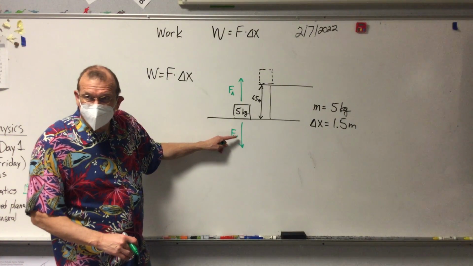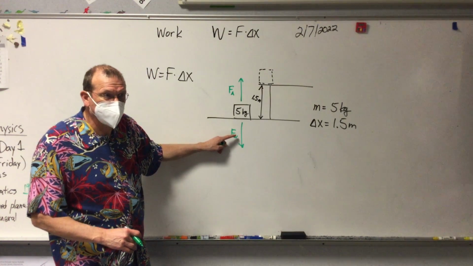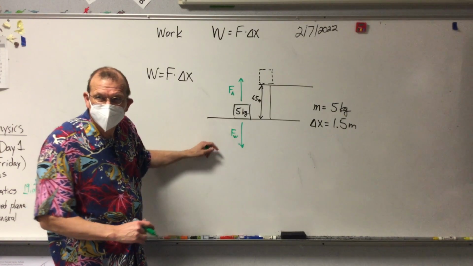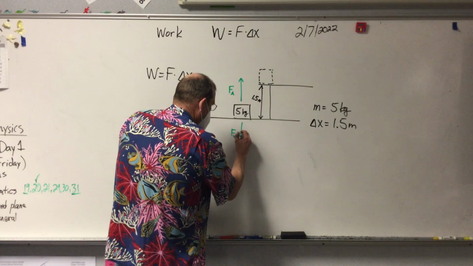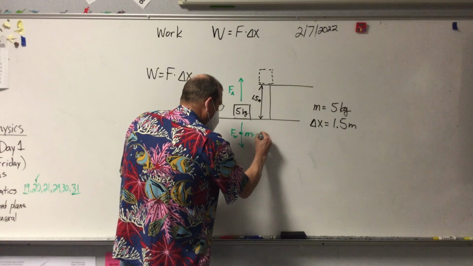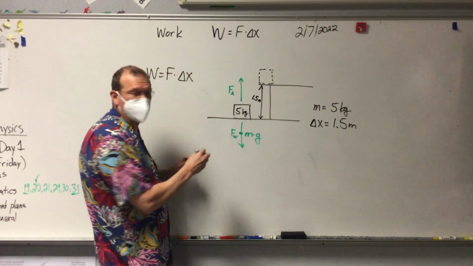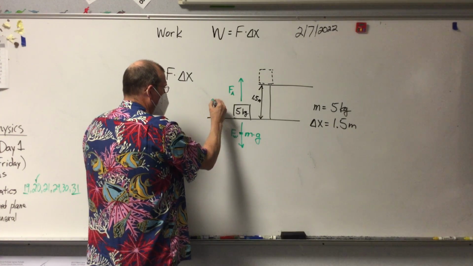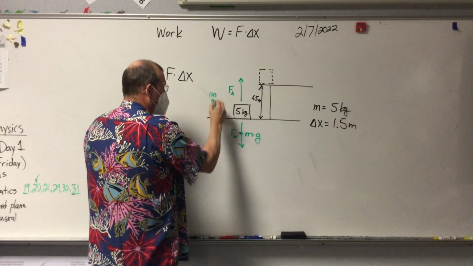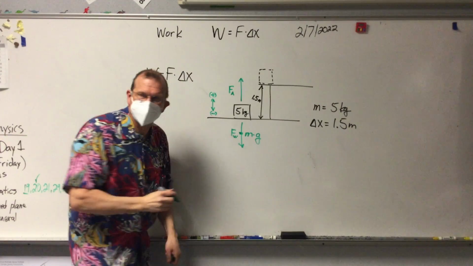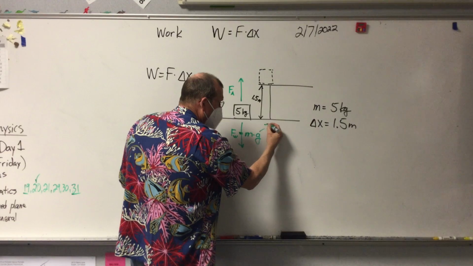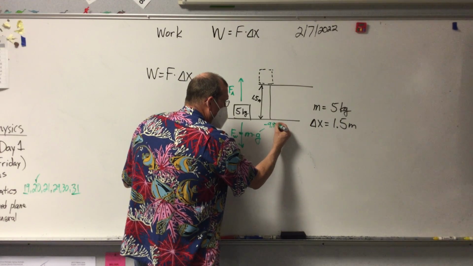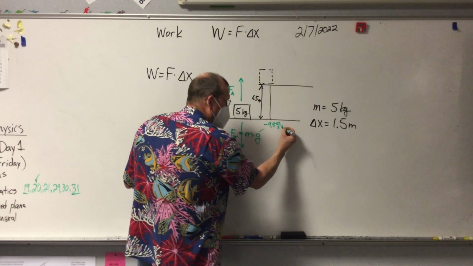Anybody remember how to calculate FW? M times G. So this equals M times G. And remember, we are very picky here when we do this, that up is a positive direction and down is a negative direction. So our G is going to be specifically negative 9.8 meters per second squared.